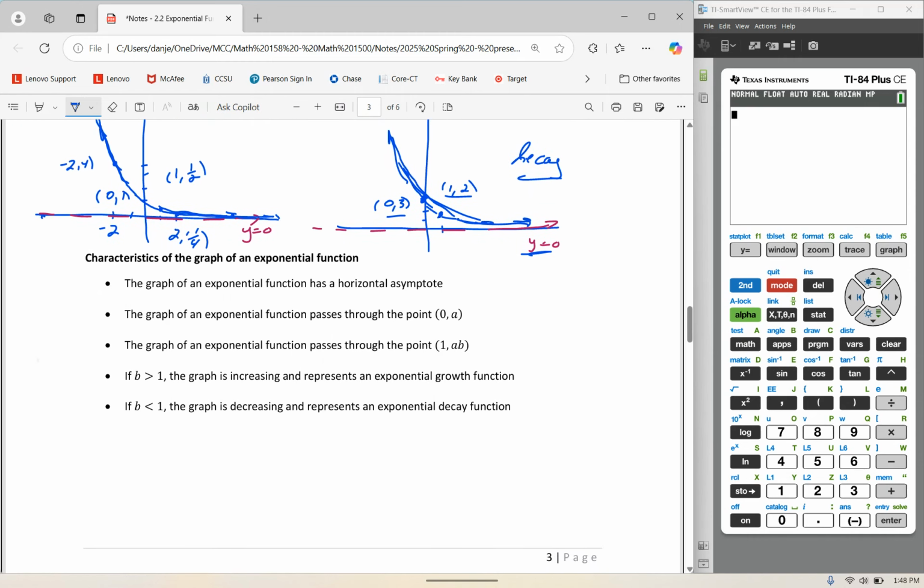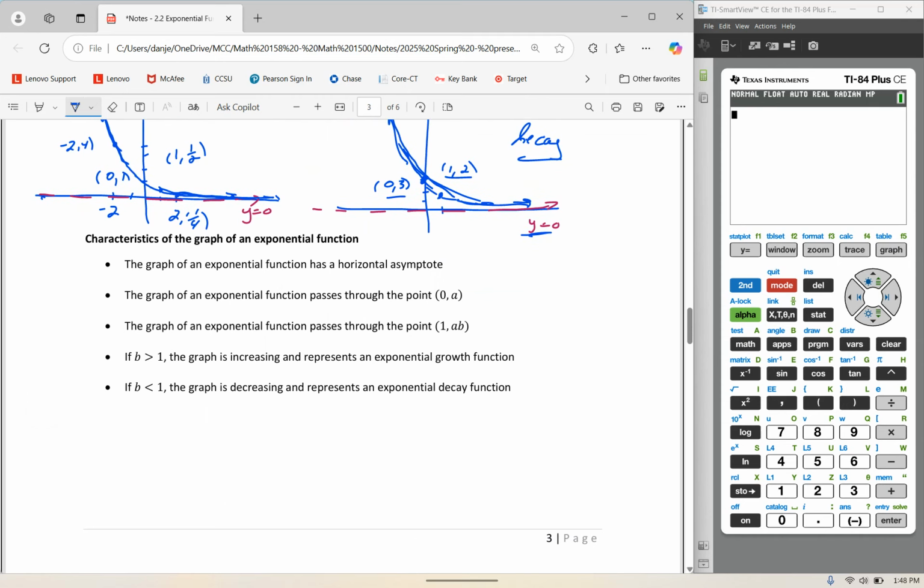So let's look at some characteristics of exponential functions. You'll notice these above. There's always going to be that horizontal asymptote. Okay, we're always going to go through the points (0, a) and (1, ab). Always, every time. If b is greater than 1, the graph is increasing, and that's exponential growth. I typed here, if b is less than 1, but b is always going to be greater than 0. So it's better to say if b is between 0 and 1, the function is decreasing, we have exponential decay.